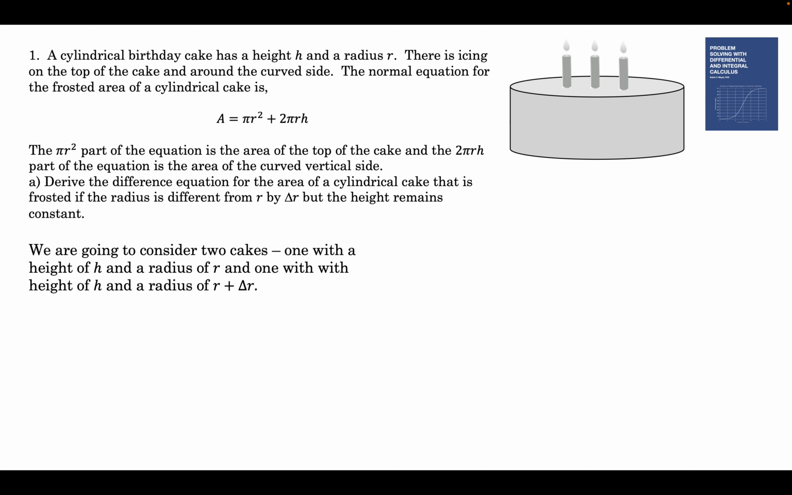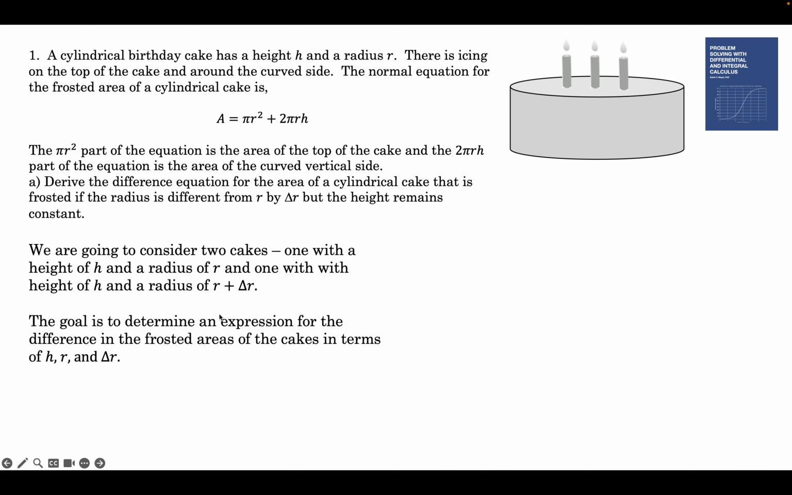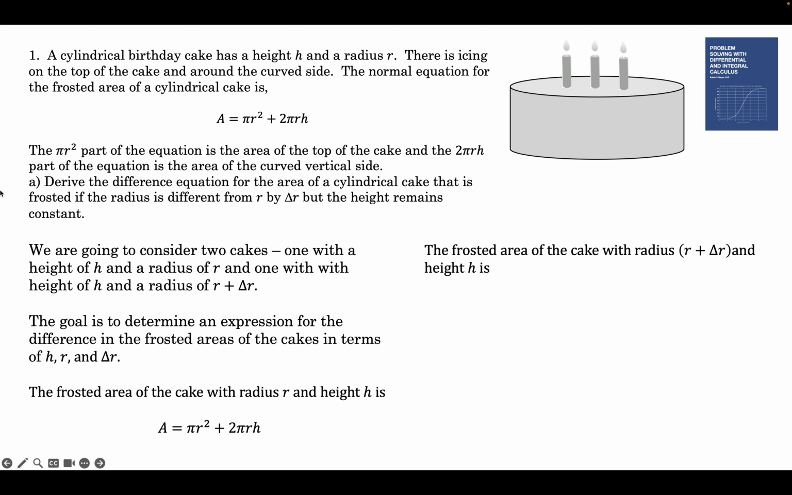So there's two cakes, one that has radius r and one that has a radius of r plus delta r. It's a bigger cake, has a bigger radius. So we want to find the difference in the frosted area. We want to relate the change in the frosted area to the change in the radius for a constant h. So if the cake has radius r and height h, the area is just this normal equation right here.